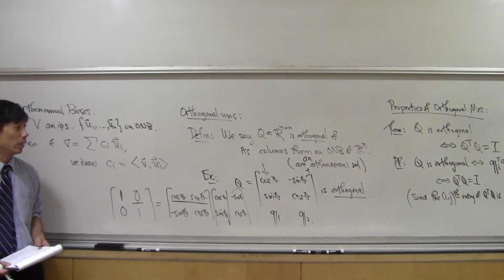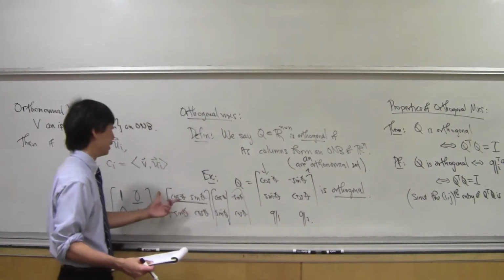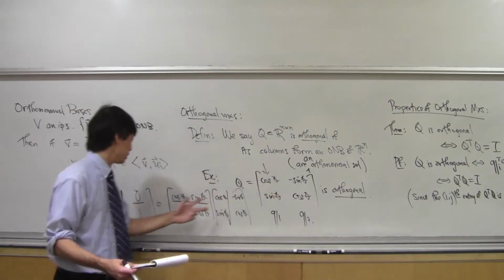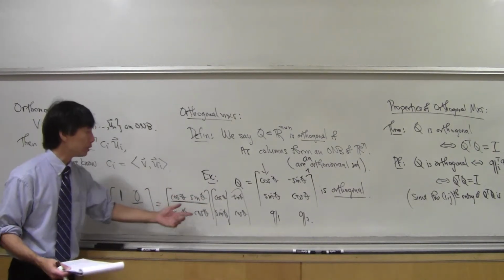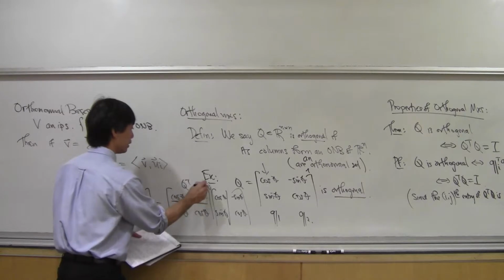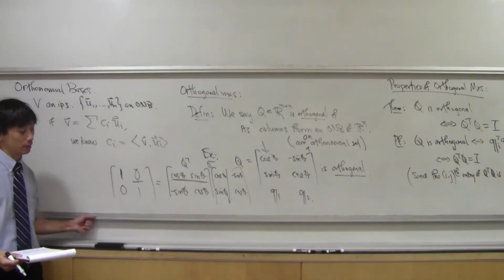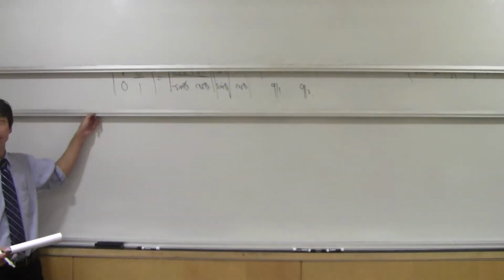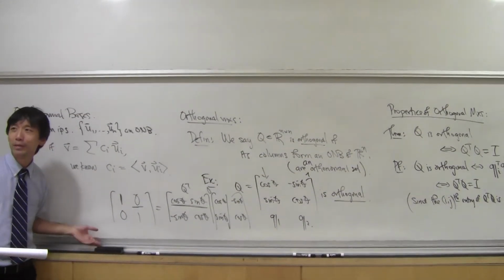Okay, so for this to be an orthonormal basis, an orthogonal matrix is the same thing as saying that QTQ is the identity matrix. Is that okay? Everybody all right?